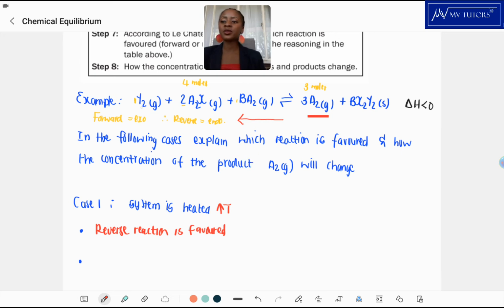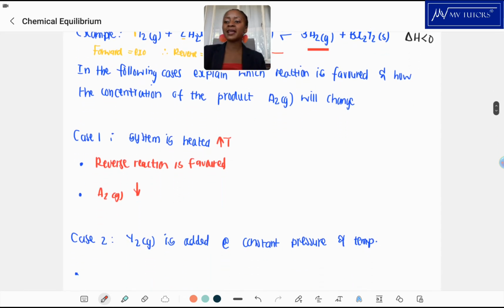If your reverse reaction is favored, it means that there will be an increase on the reactant side. Therefore, your A2, which is a product, will decrease. So in this case, A2 will decrease. Because it's not product favored, it is reactant favored, hence A2 will decrease.